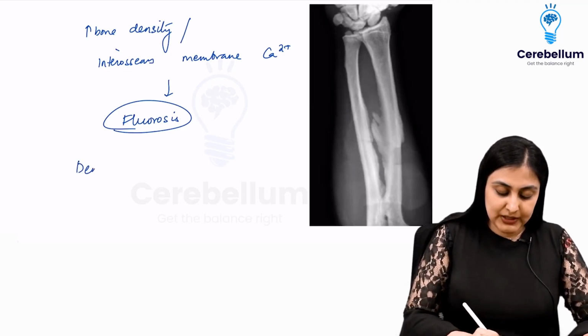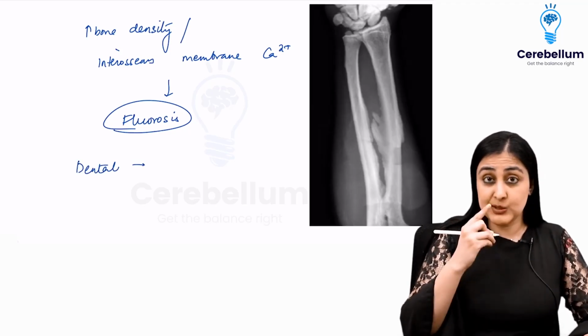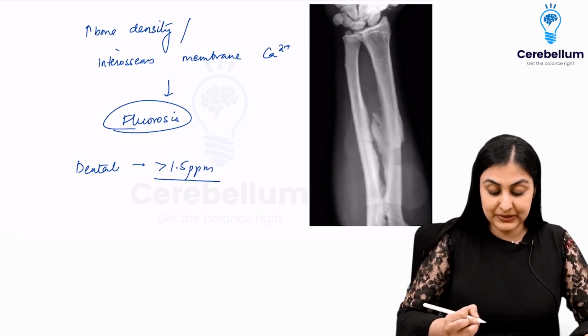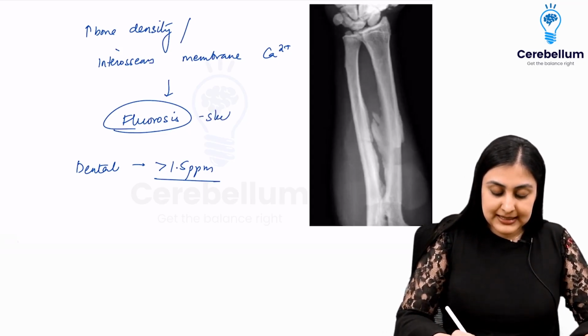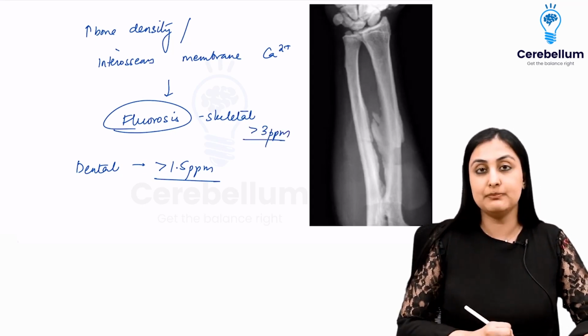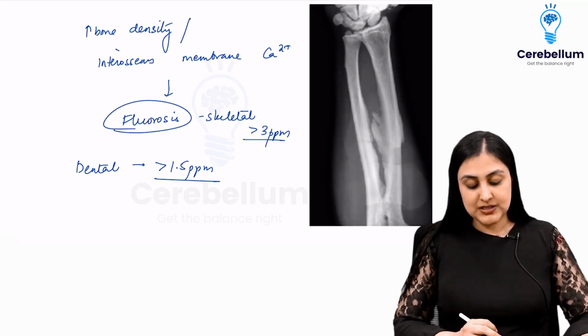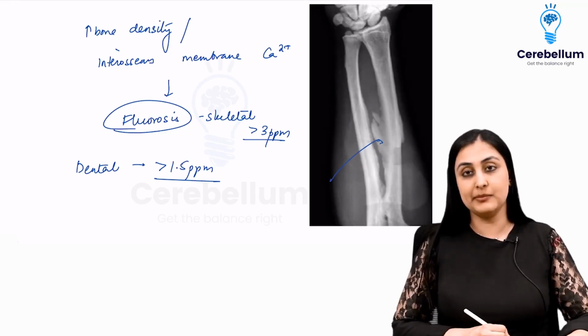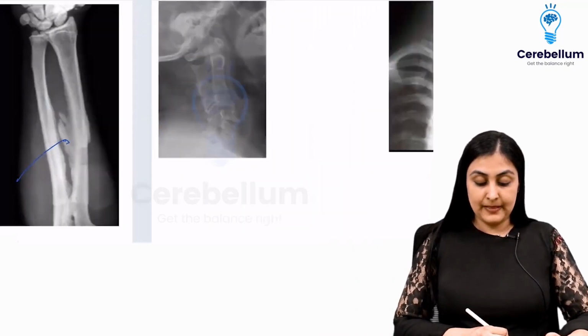So remember, we can have dental fluorosis to start with, wherein the teeth are very sclerotic. It happens when the fluoride level is more than 1.5 parts per million. It could be skeletal fluorosis when the levels are even higher, at more than 3 parts per million. So this is what you want to remember about fluorosis, interosseous ligament calcification.